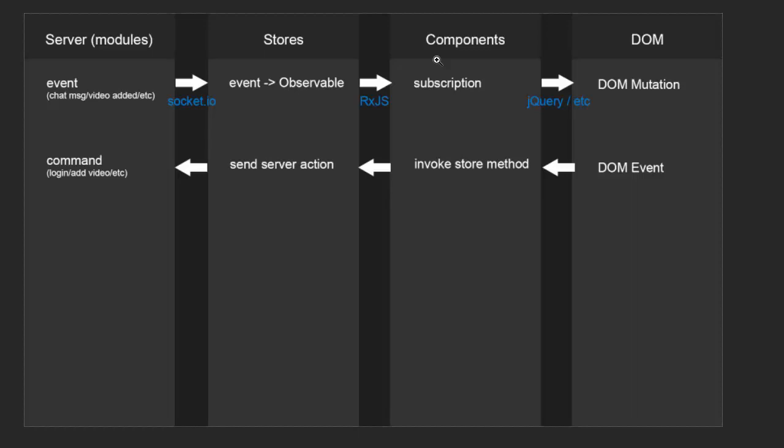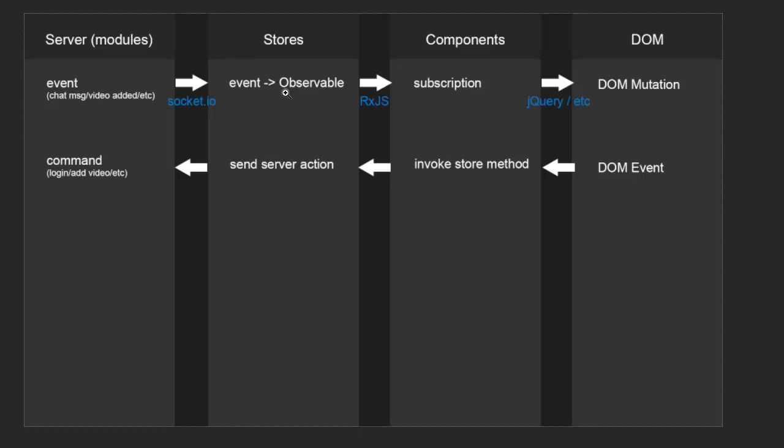So what we instead have is a unidirectional data flow where data starts off in the server somewhere. Something happens. The chat message was received, a video was added, blah, blah, blah. And then over Socket.io, it tells one of the stores about it. So the stores are the things that are going to be listening in to the server. And they take that event that happened from the server and they turn it into an observable. They also might do other things. The model isn't necessarily entirely dictated by the server.